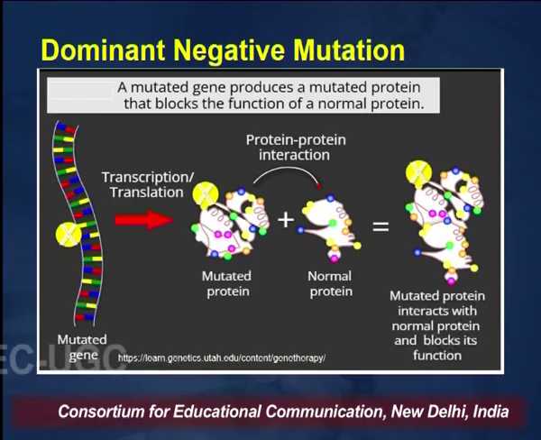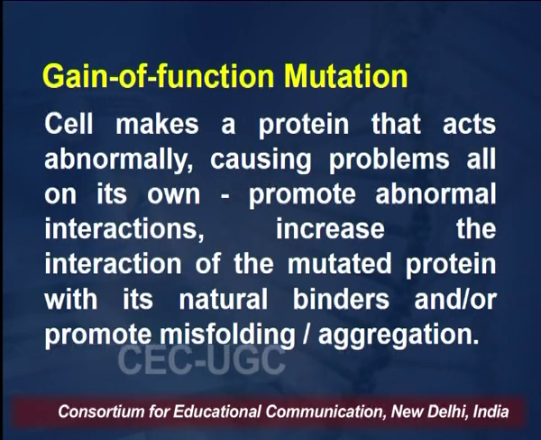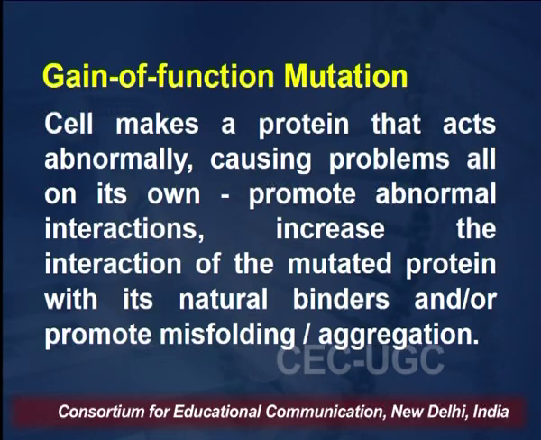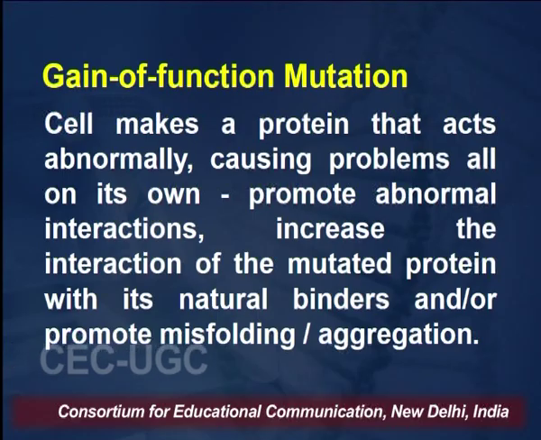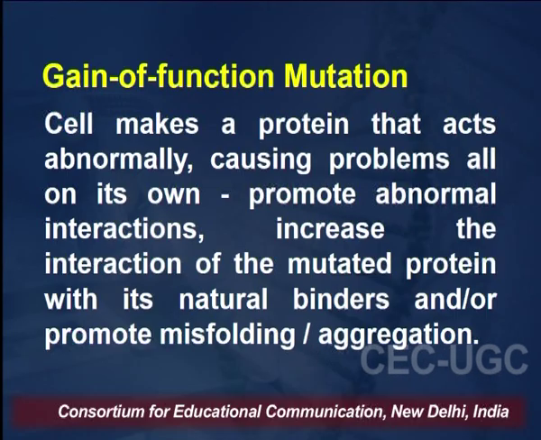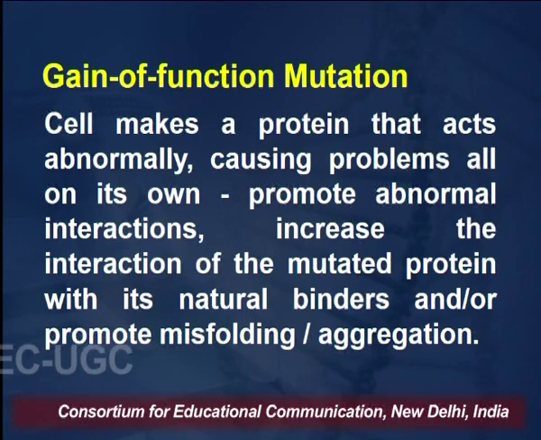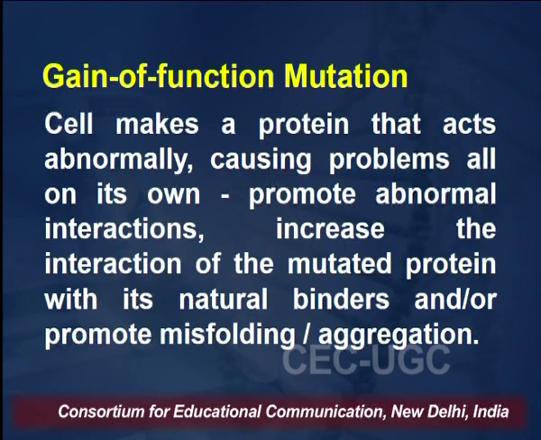Similarly, there can be gain of function mutations. What happens in gain of function mutations is that the cell makes a protein that acts abnormally, causing problems all on its own. For example, it promotes abnormal interactions, it increases the interaction of the mutated proteins with their natural binders, and or promotes misfolding or aggregation.